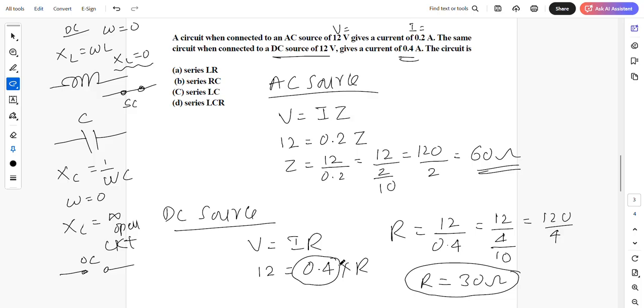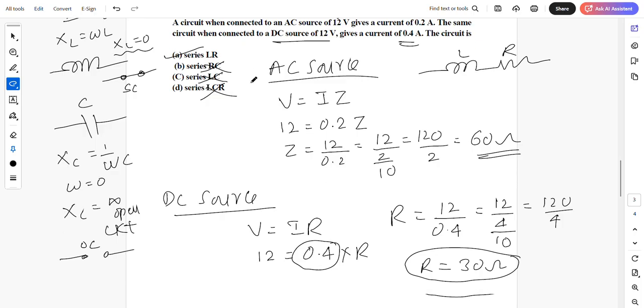Now, since there is a current in the DC supply, DC supply is giving current 0.4 amperes. There cannot be a capacitor. Wherever capacitor is there, we have to neglect this one. Capacitor cannot be there. Only series L and R is possible here. Hope you understood this. Next sum.